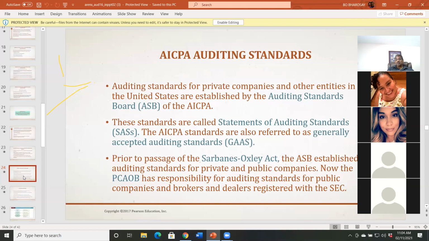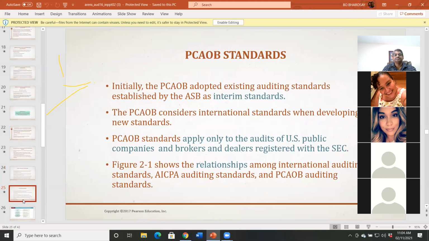Prior to the passage of the Sarbanes-Oxley Act, the ASB established auditing standards for private and public companies. Now the PCAOB has the responsibility for auditing standards for public companies and broker-dealers registered with the SEC. PCAOB, what are these standards? Initially, the PCAOB adopted existing auditing standards that were promulgated by the AICPA. They also considered international standards when developing new standards. The PCAOB standards apply only to the audits of U.S. public companies and brokers and dealers registered with the SEC.